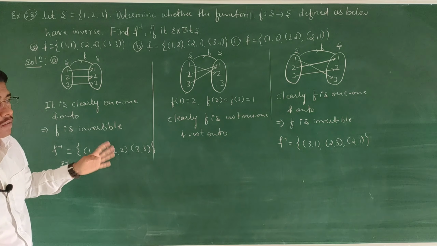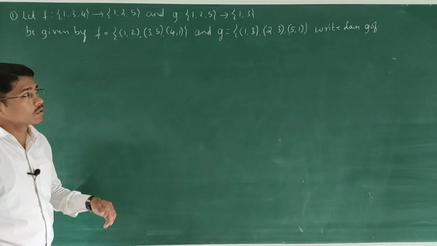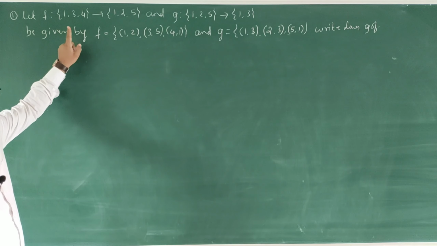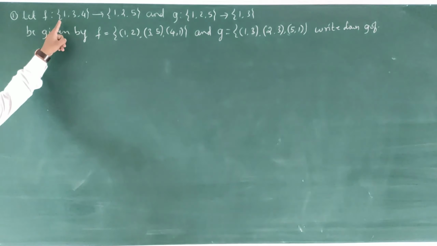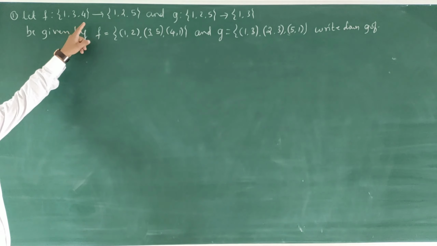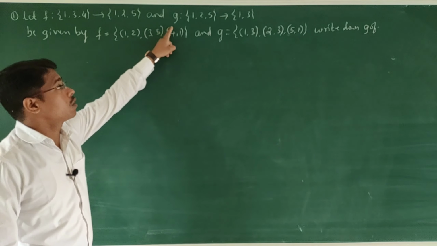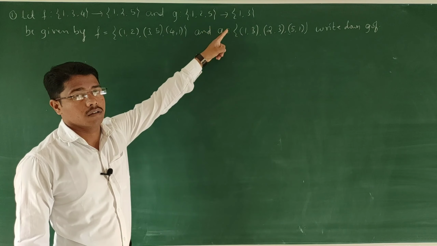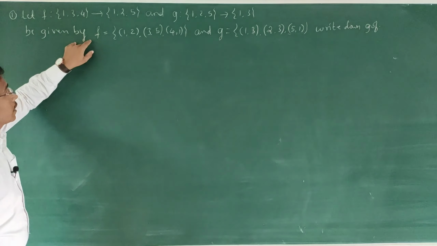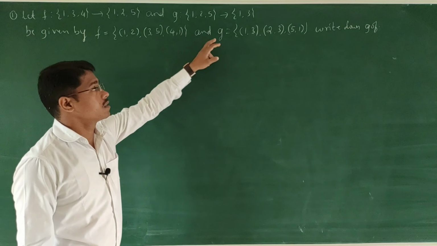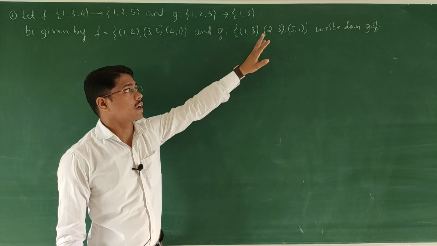Okay. So in exercise 1.3, question number 1 was left. Let f from {1, 3, 4} to {1, 2, 5} and g from {1, 2, 5} to {1, 3}, given by f = {(1, 2), (3, 5), (4, 1)} and g = {(1, 3), (2, 3), (5, 1)}.